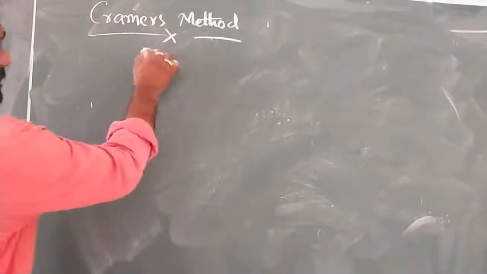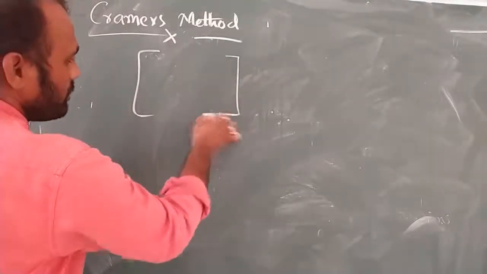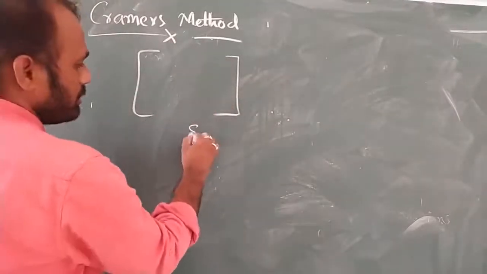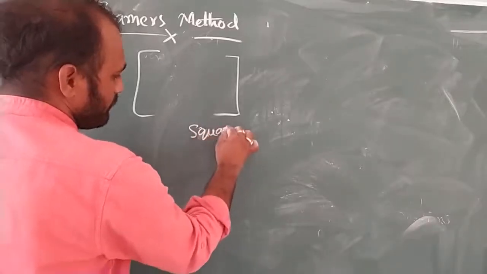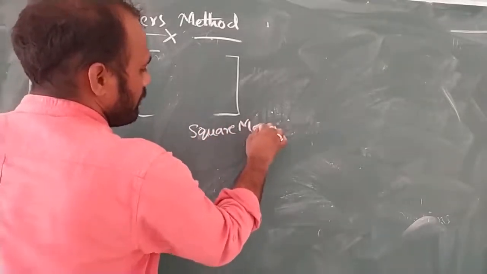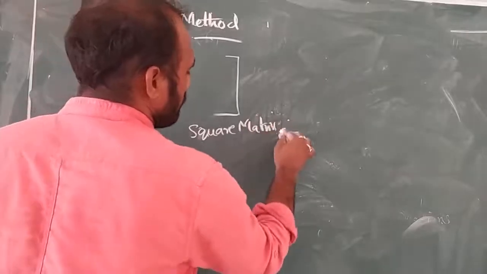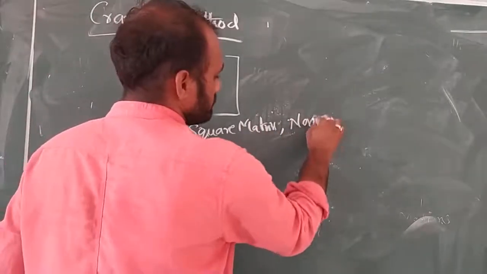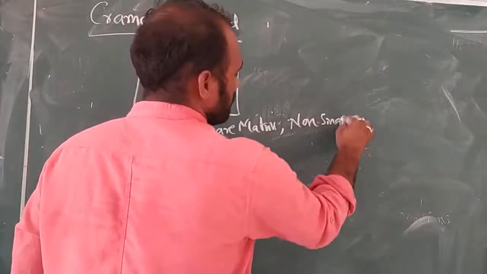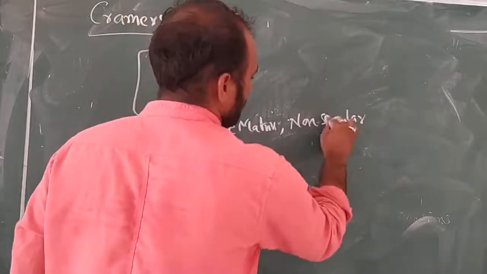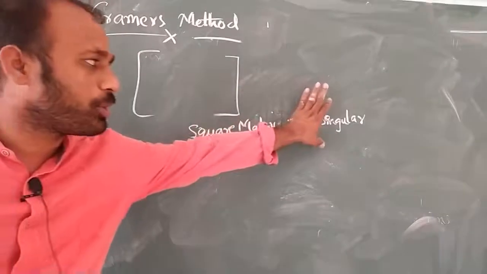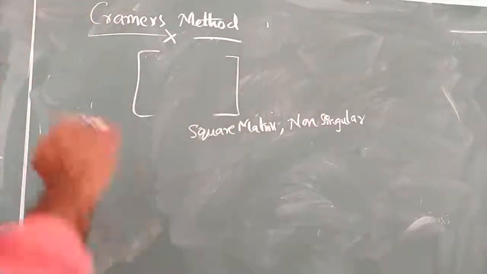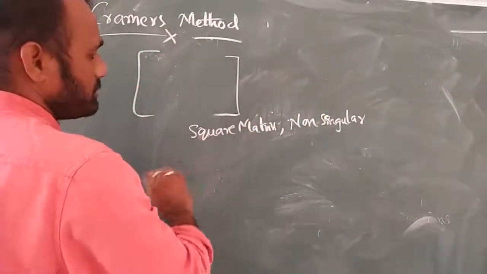In Cramer's method also, there are rules: it should be a square matrix, and the second one is that it should be non-singular. Then only we can apply Cramer's rule. It should be a square matrix, and moreover a non-singular matrix. So I will apply Cramer's rule for this.